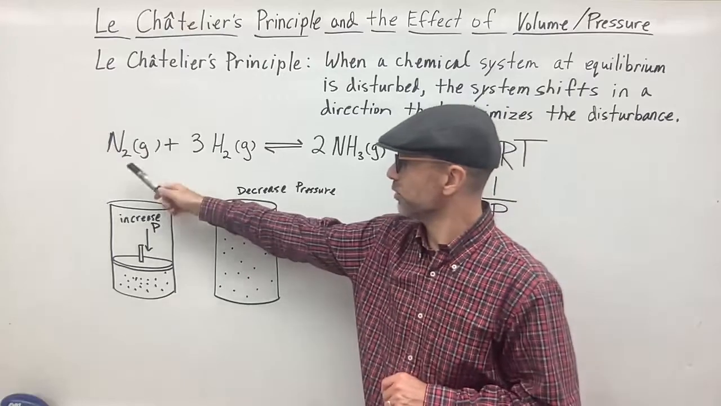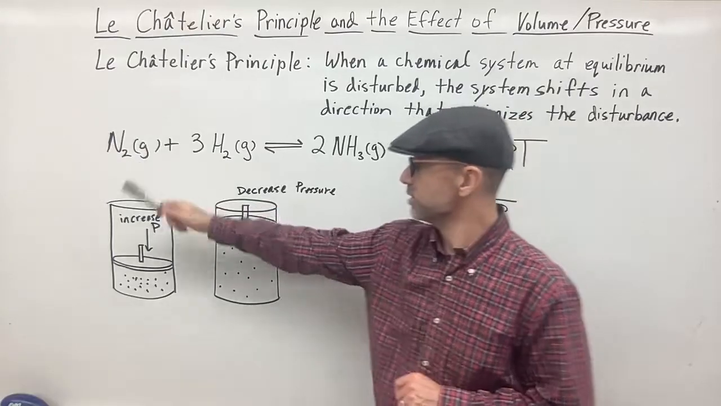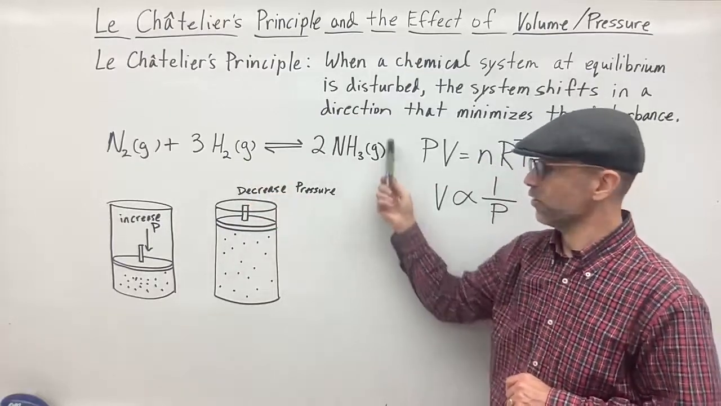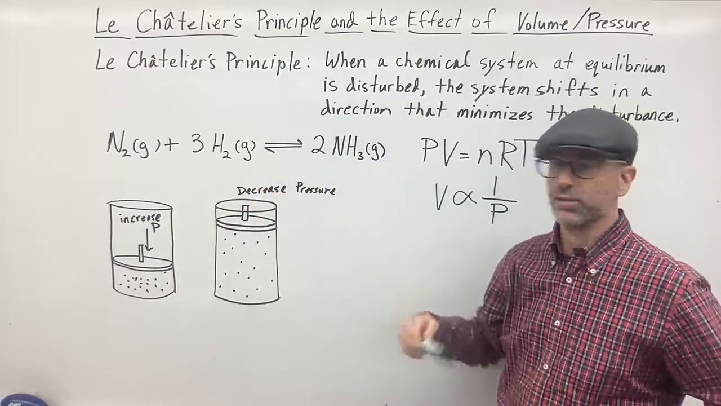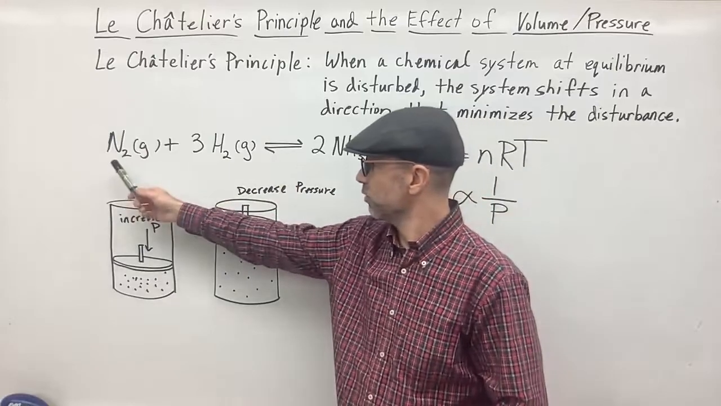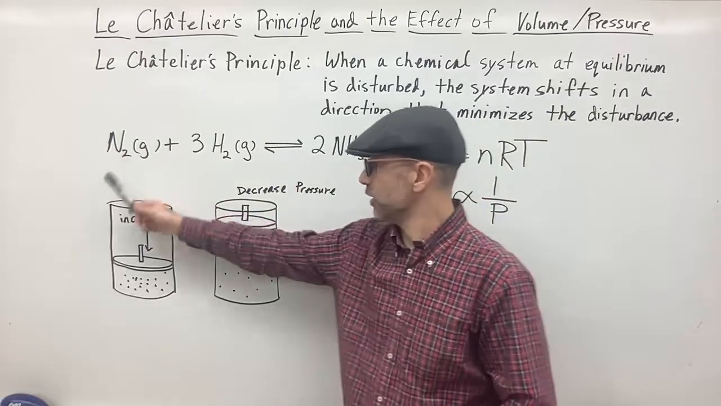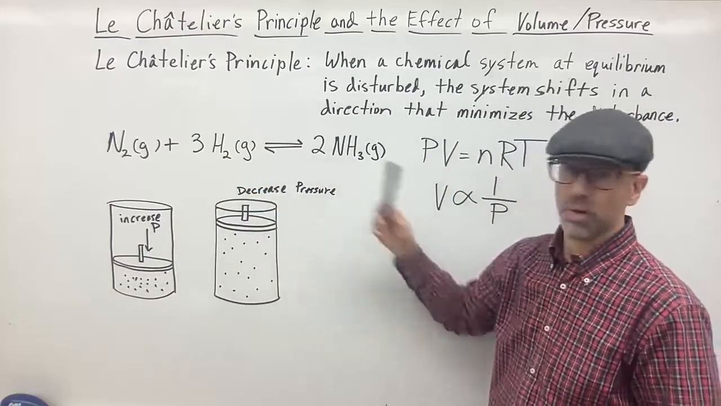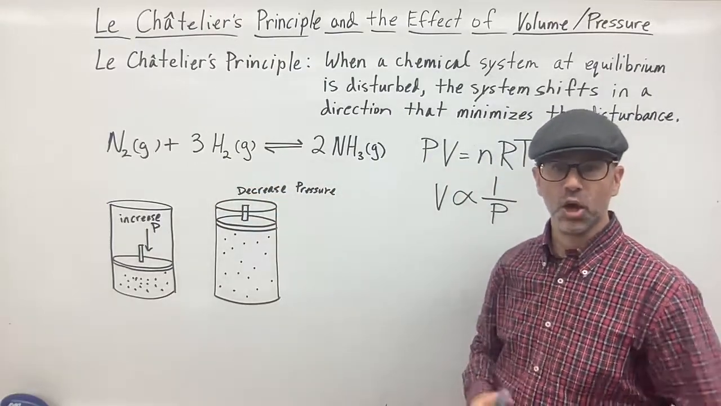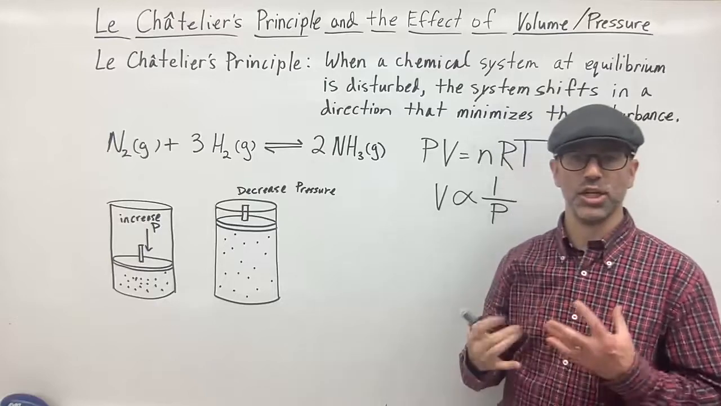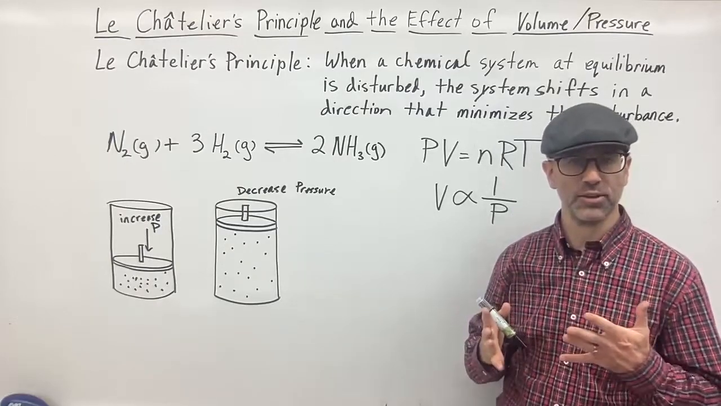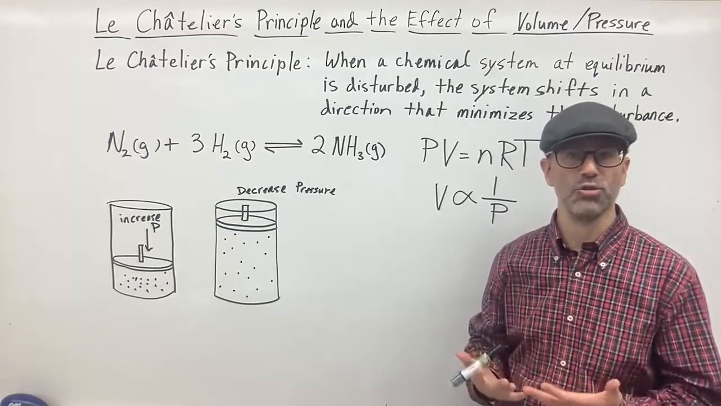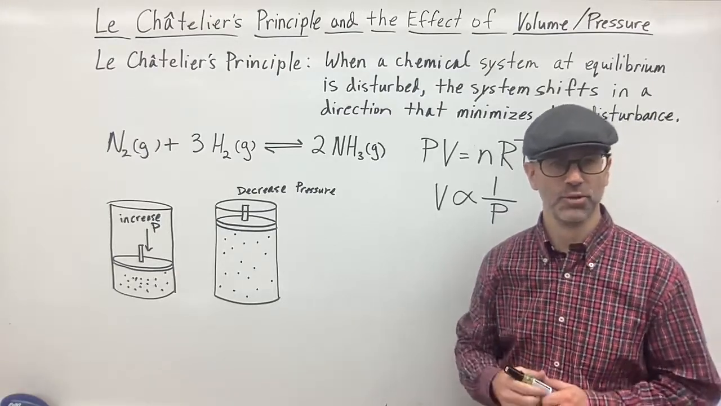So the reaction is we're taking some nitrogen gas, we're reacting it with hydrogen gas, and we're getting some ammonia from that. And so you'll see that one molecule of nitrogen requires 3 molecules of hydrogen to form 2 molecules of ammonia. So how is changing volume and pressure going to affect this system? And what is the system going to do to minimize or undo that stress or that disturbance?